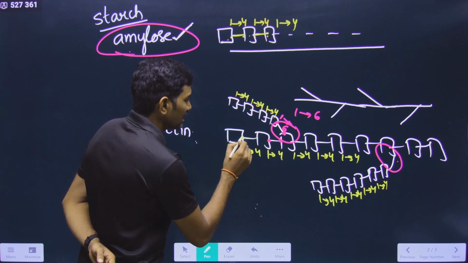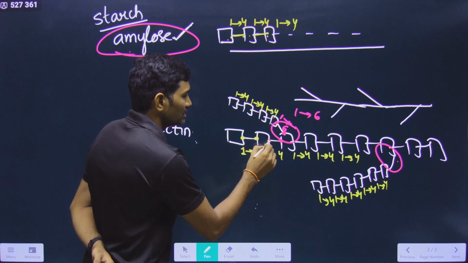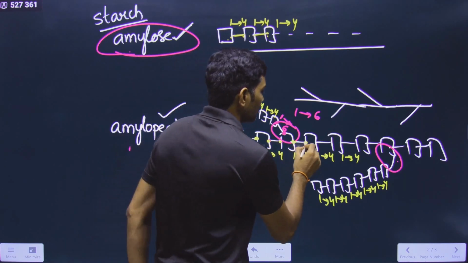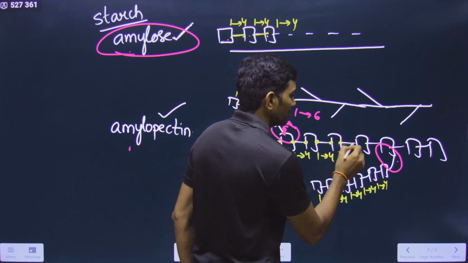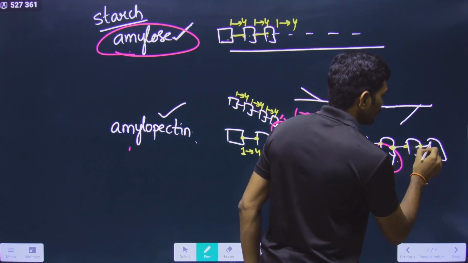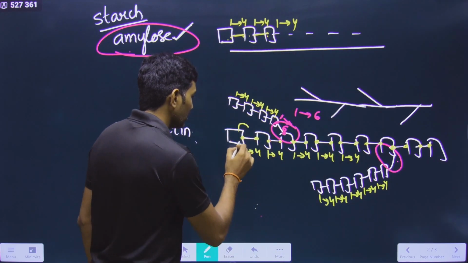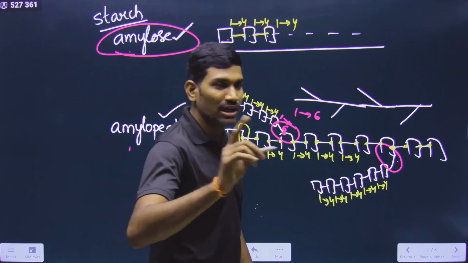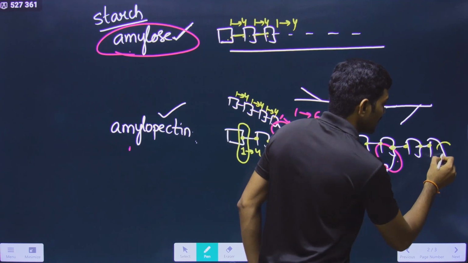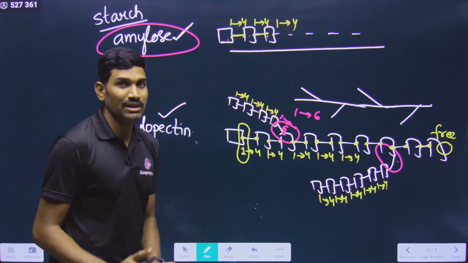This is the first carbon. This is the fourth carbon. First carbon, fourth carbon is in the bonding. And here we are focusing on the first carbon because that is the carbonyl carbon. And here the first carbon is free. Observe this concept carefully.